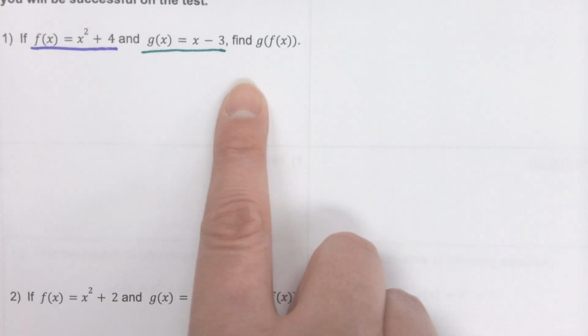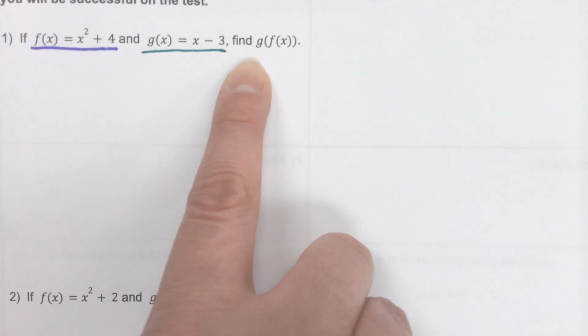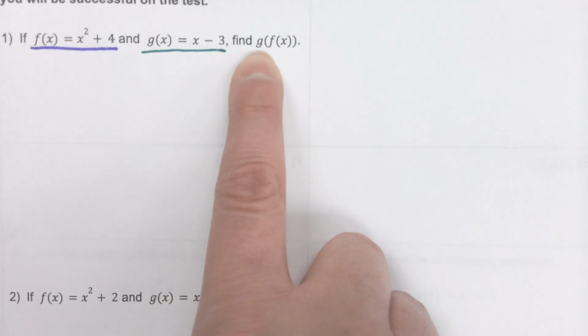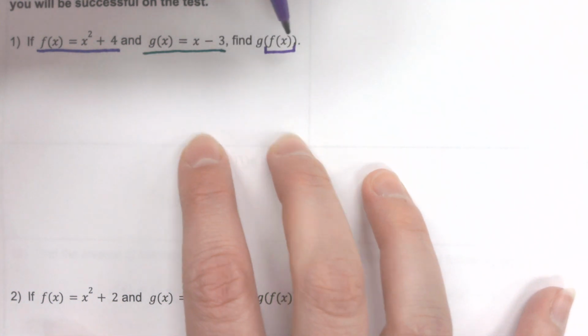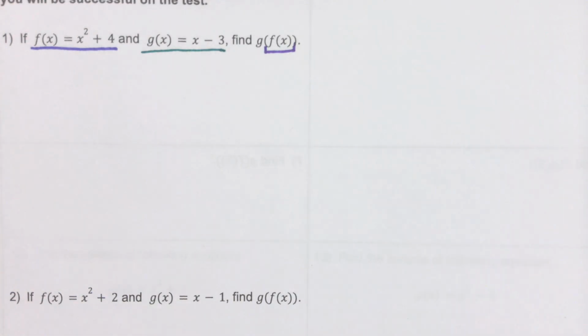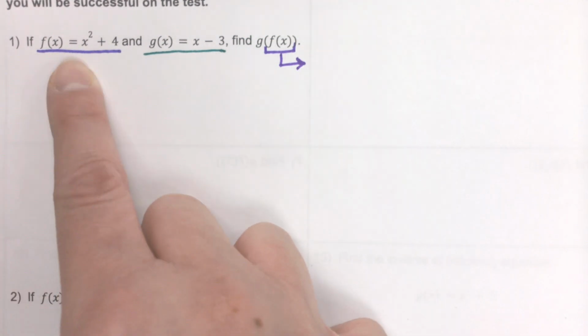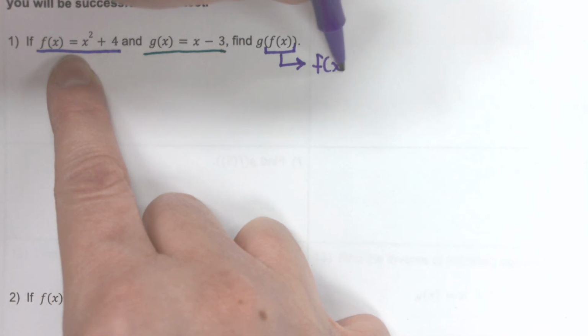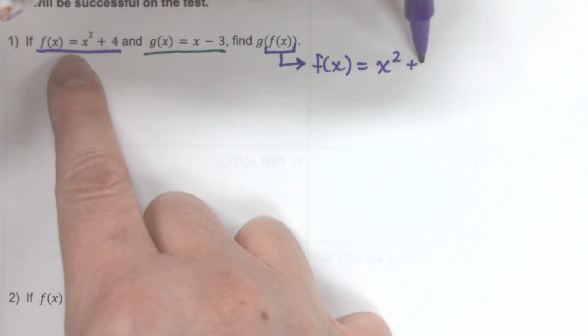So if we look at this again, we have g of f of x. We have f inside of g. So we have an inside function and an outside function. And we work inside out. So we start with the inside function f. Since I said f was purple, I'm going to use purple here. And what you do is you just write out that equation. F of x equals x squared plus 4.